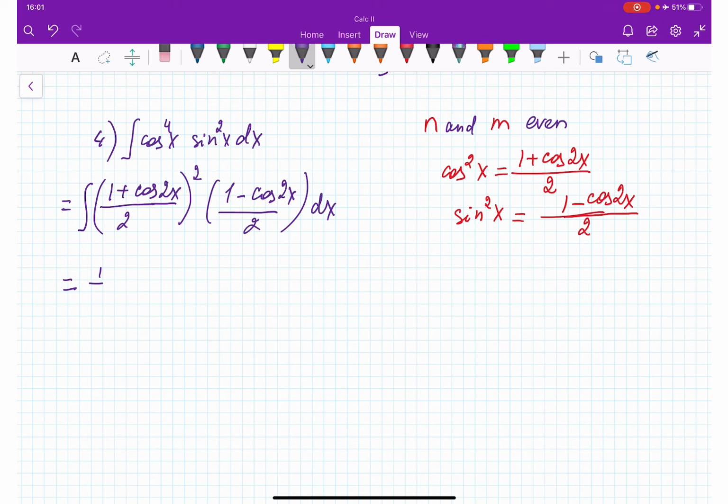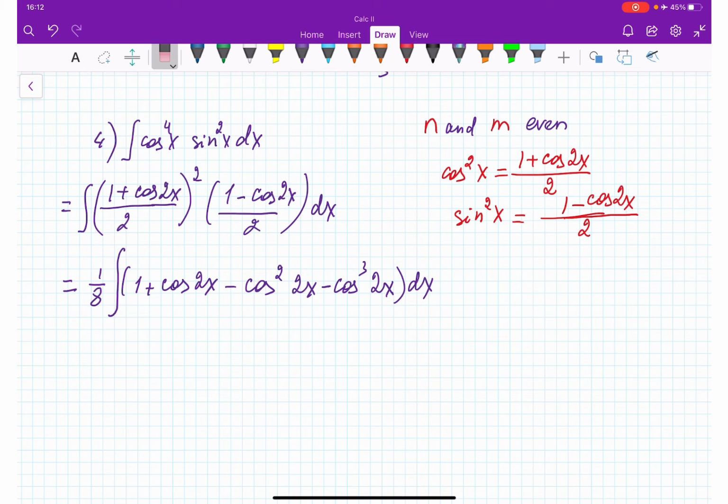This is equal 1 over 8, and we are getting 1 plus cosine 2x minus cosine squared 2x minus cosine cubed 2x and dx.